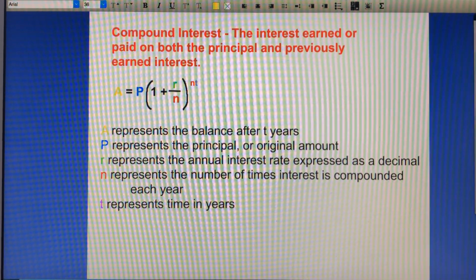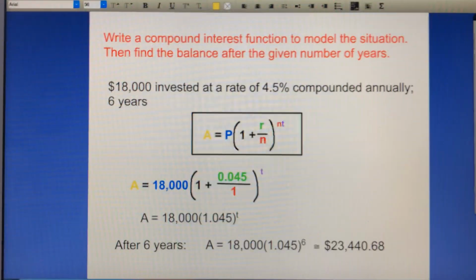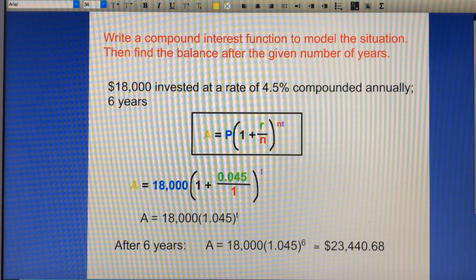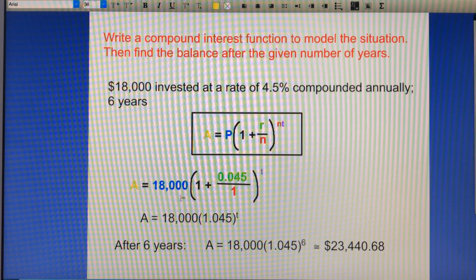So let's get an example. Write a compound interest function to model the situation. Then find the balance after the given number of years. $18,000 invested at a rate of 4.5%, compounded annually for 6 years. A equals 18,000 times (1 plus 0.045 over 1) to the t power.